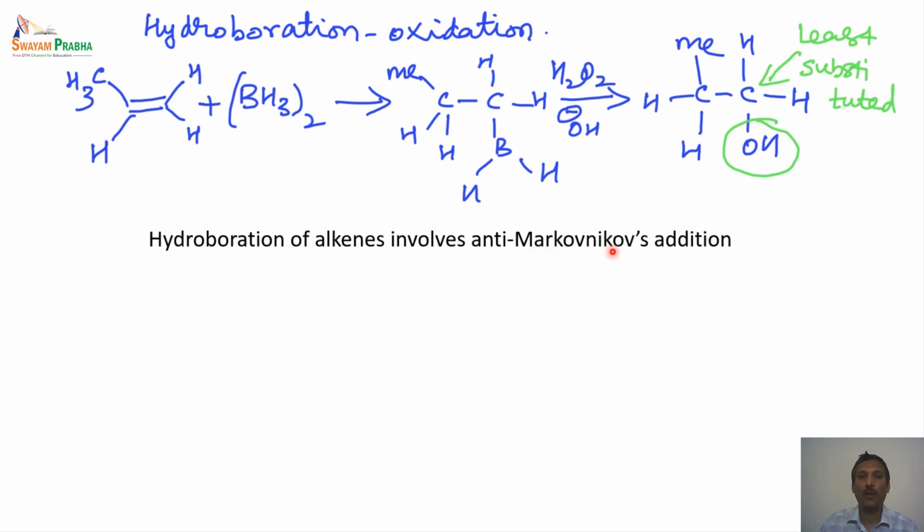So the oxymercuration and demercuration reaction and the hydroboration oxidation reaction are complementary to each other. One follows Markovnikov addition, the other follows anti-Markovnikov addition, so that both types of hydroxy compounds, that is alcohols, can be produced from alkenes.